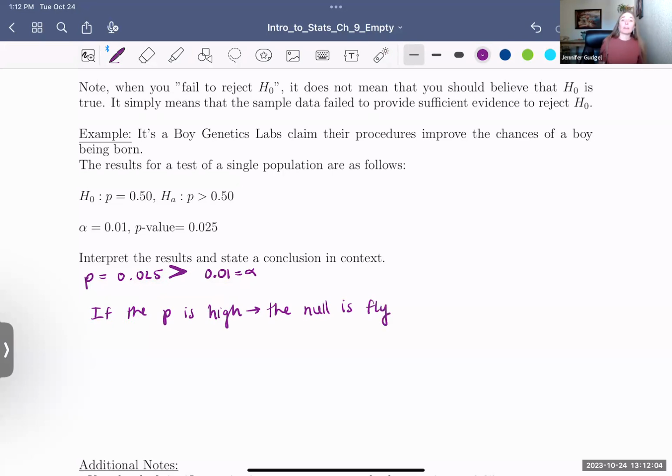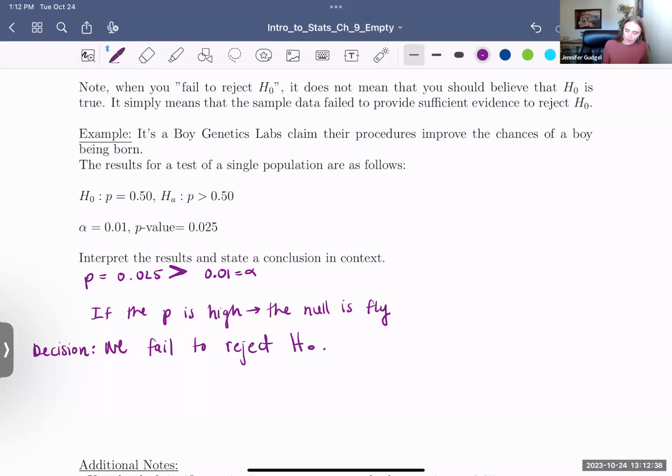When I ask you these things, what I'm looking for in an assessment is for you to do a couple things. Make this comparison, make a conclusion, and when I call for it, make a decision. When I say decision, what I mean is, do you reject H naught or do you fail to reject H naught? Here, P is high, null is fly. That means we fail to reject H naught. That's what I call the decision.